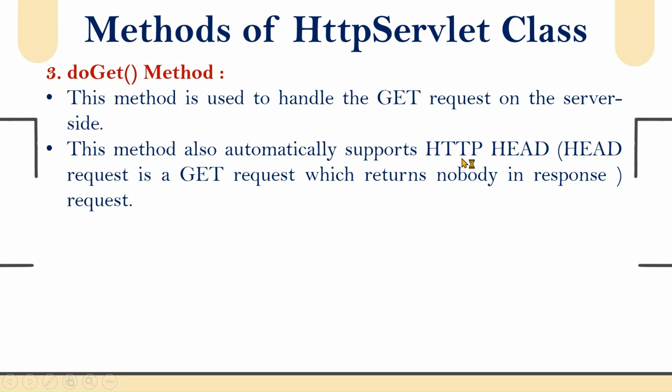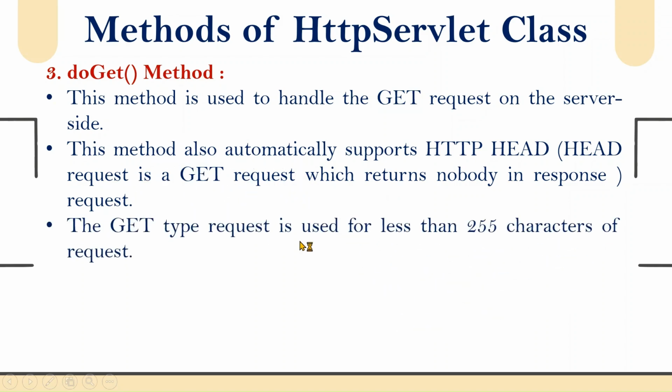It is basically used for requesting some data which is less than 255 characters of request. And this particular GET method, when you are calling it, also supports some header information.